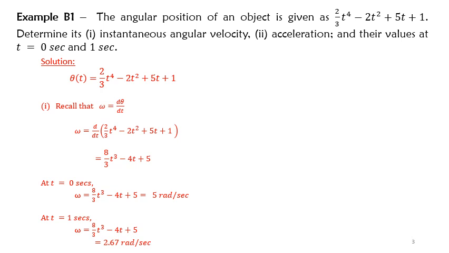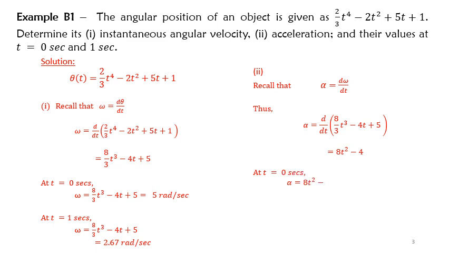Then for the instantaneous acceleration, also recall that for alpha, we have dω/dt, and if you differentiate omega, the angular velocity, with respect to t, then you have 8t squared minus 4. At 0 seconds, the angular acceleration is minus 4 radian per second squared. And at 1 second, the angular acceleration is 4 radian per second squared.